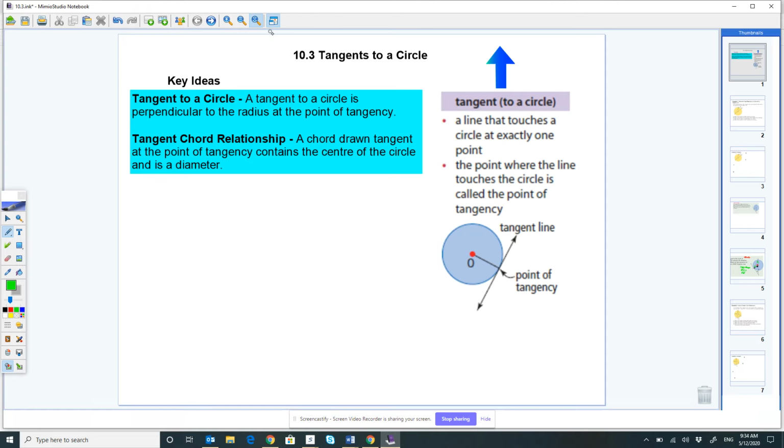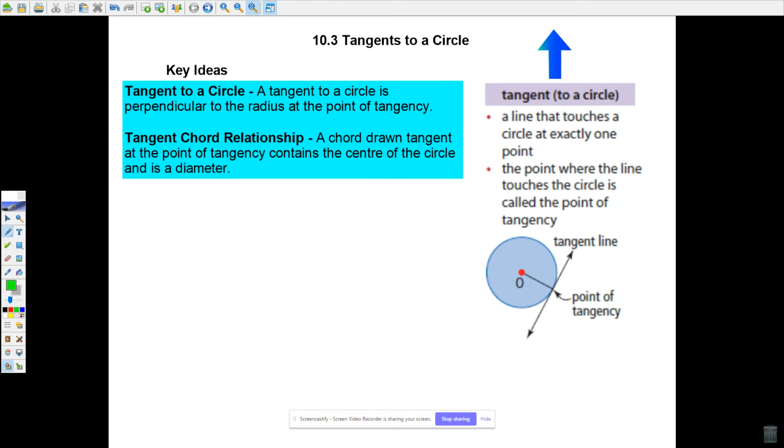Morning, everyone. Today is 10.3, Tangents to a Circle. Let's begin. There are two key ideas in 10.3. The first is the tangent to a circle, and what that actually means.